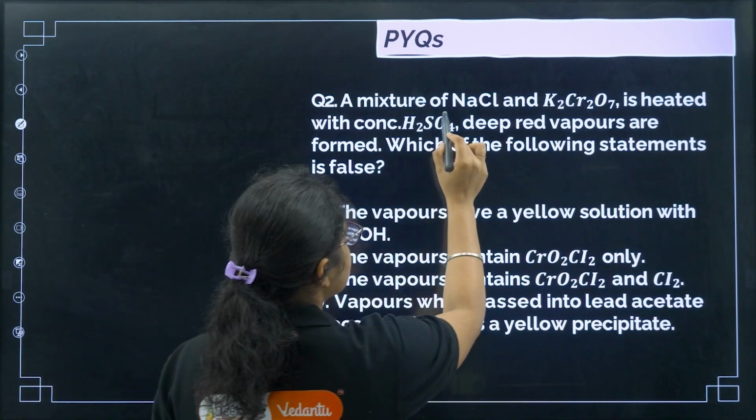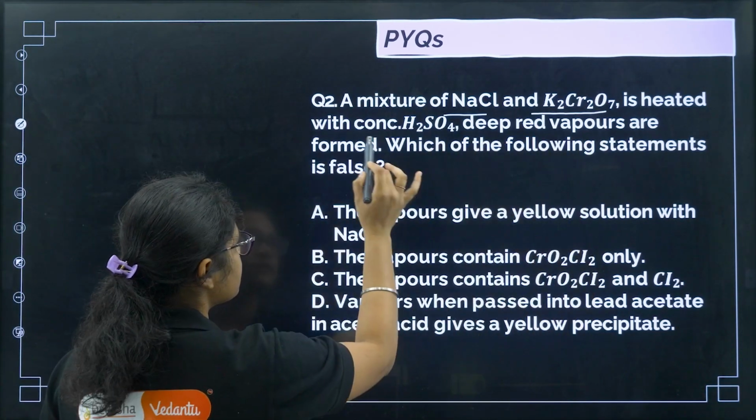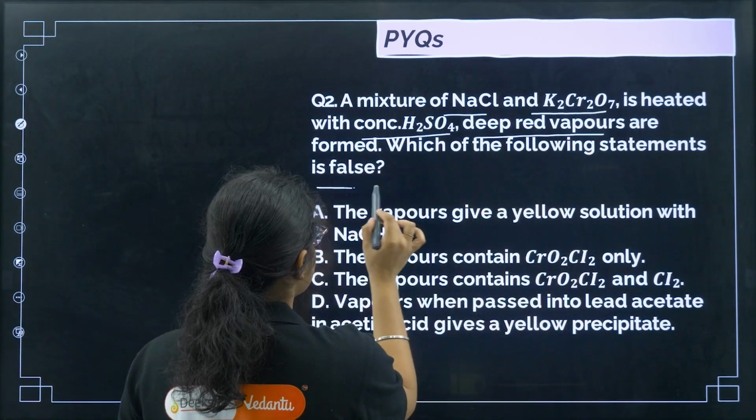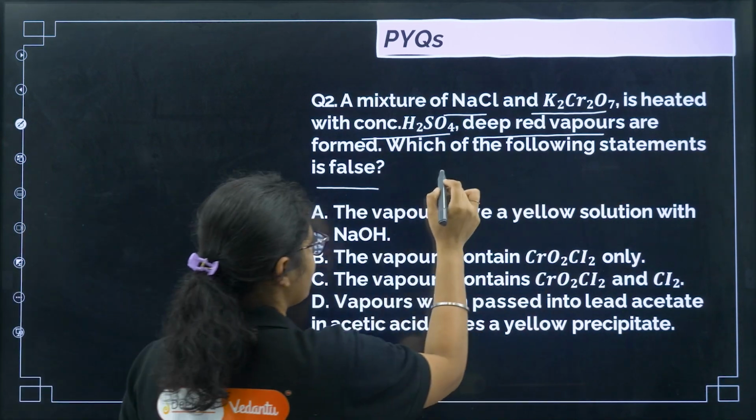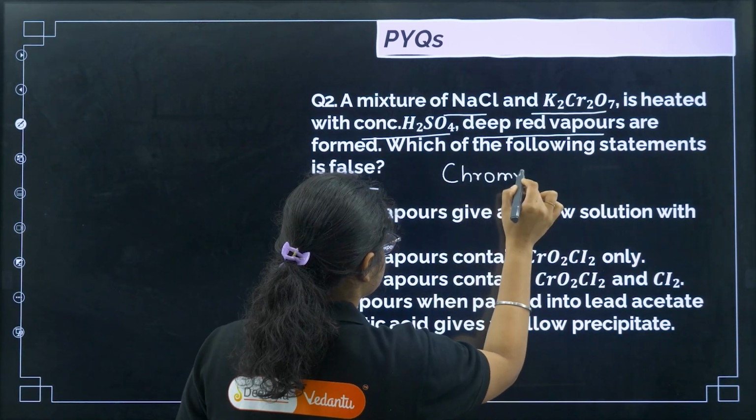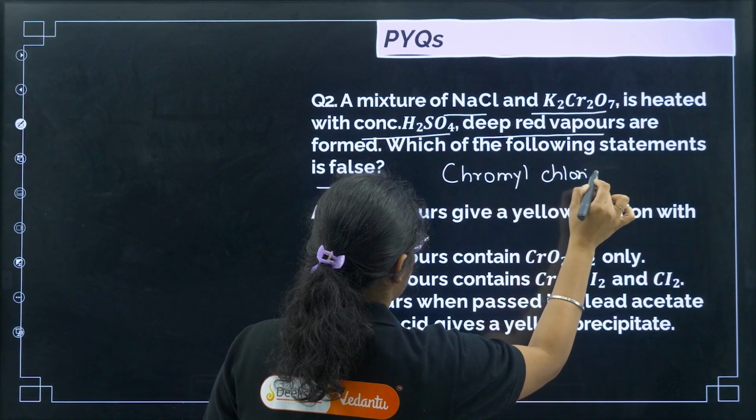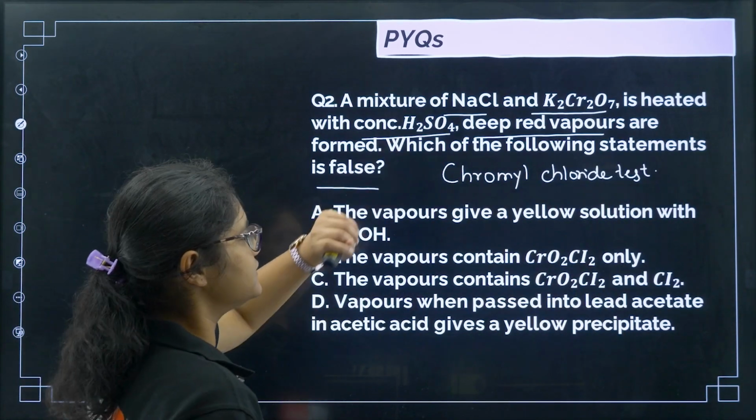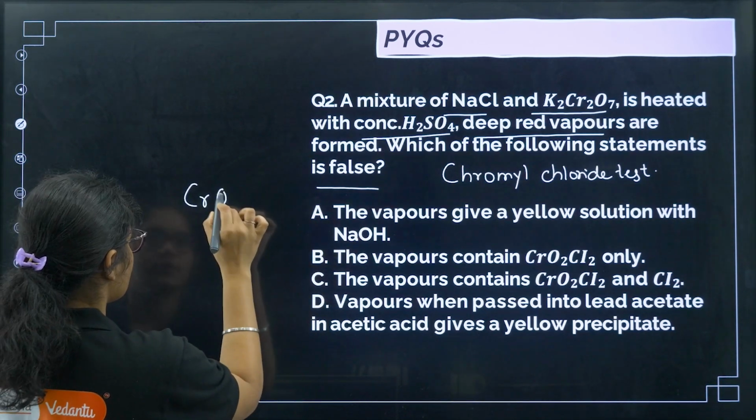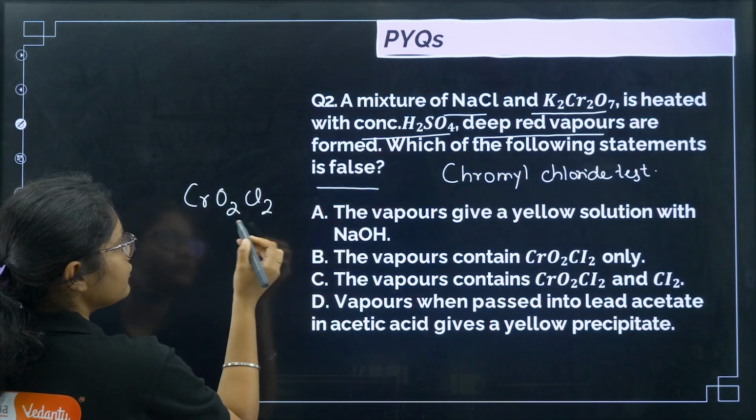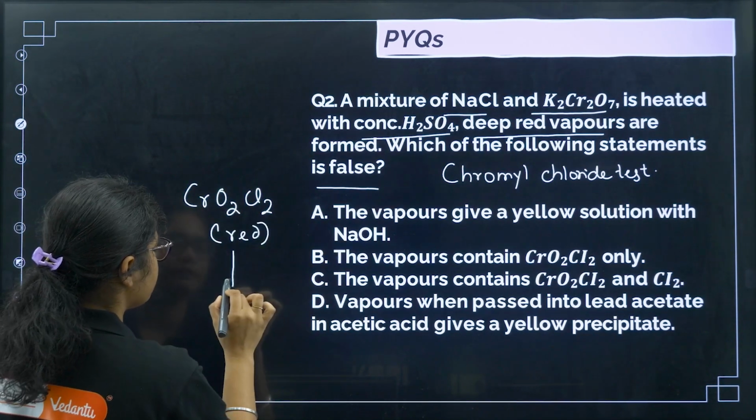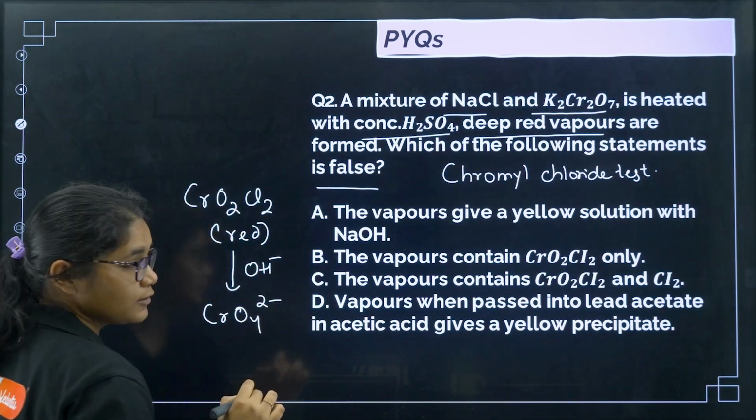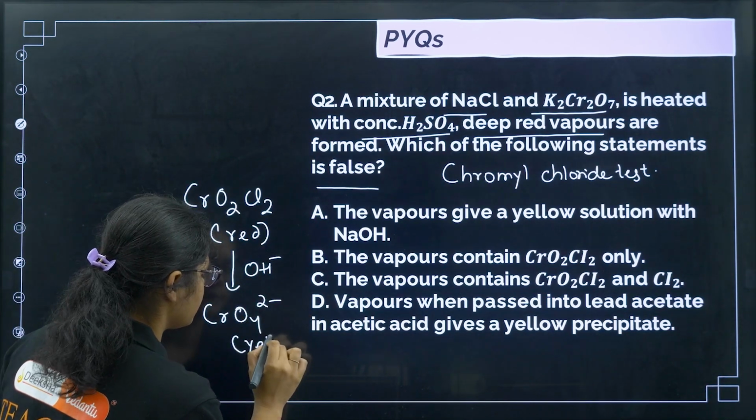A mixture of NaCl and K2Cr2O7 is heated with concentrated H2SO4. Deep red vapors are formed. Which of the following statements is false? So now you see this is your chromyl chloride test. What happens when you heat K2Cr2O7 with concentrated H2SO4 is that you get CrO2Cl2. This is red vapors. When you treat it with NaOH, with OH minus, it gets converted to CrO4 2 minus. That is your chromate, right, which is yellow in color, right?